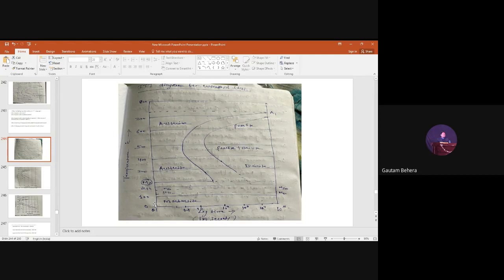Then the second step is what? You take all the pieces of steel to the austenitizing temperature. Suppose you take the steel to 800 degrees centigrade, for example.